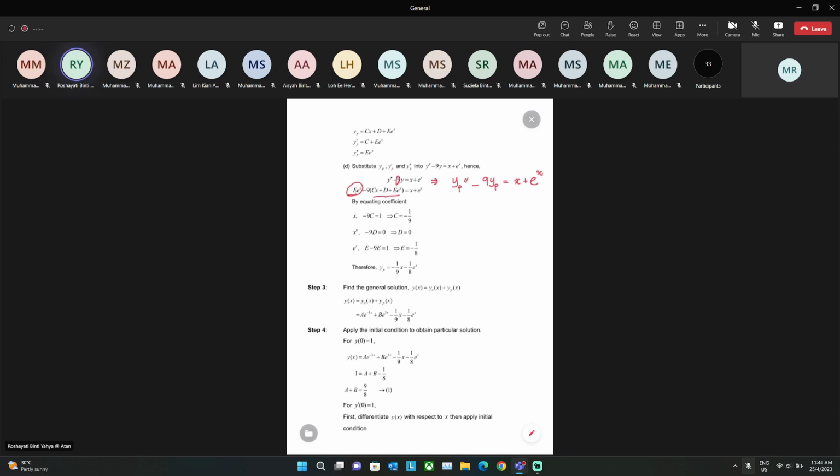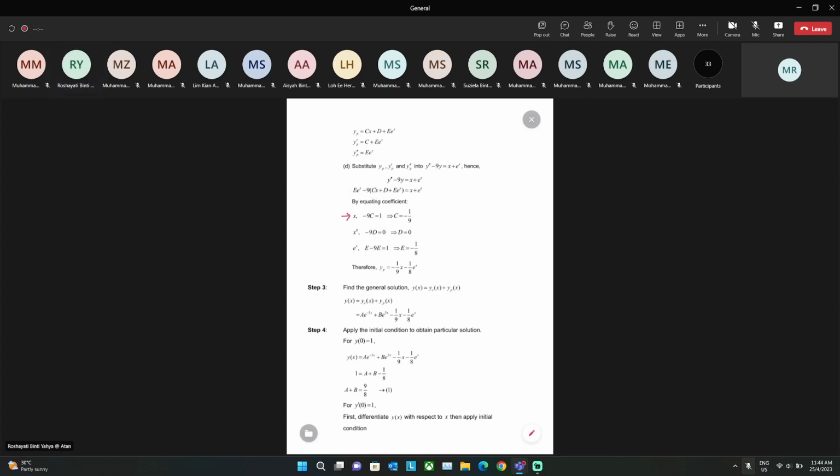Right. So now you have your YP. After that, you need to do equating coefficient. You need to check both sides. So you can choose, in this case, CX here. So CX coefficient here, the variable coefficient is X.